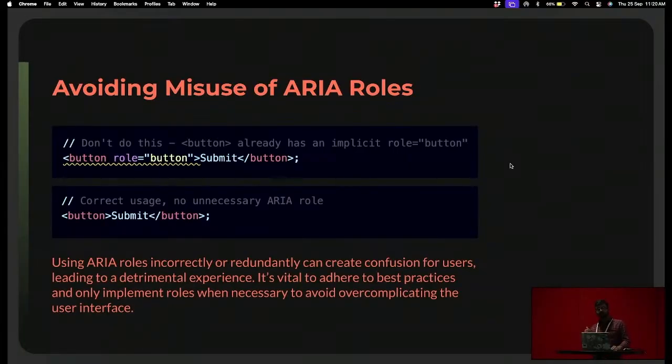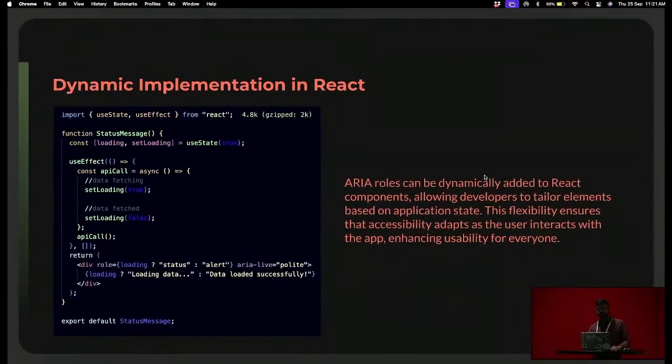Let's say you built a button with a div tag. You're going to have to mention that role as a button, so that an assistive tool can detect it's a button. The correct way of using it is the below one, the next one. Try to avoid misusing ARIA roles. Use them only when needed.